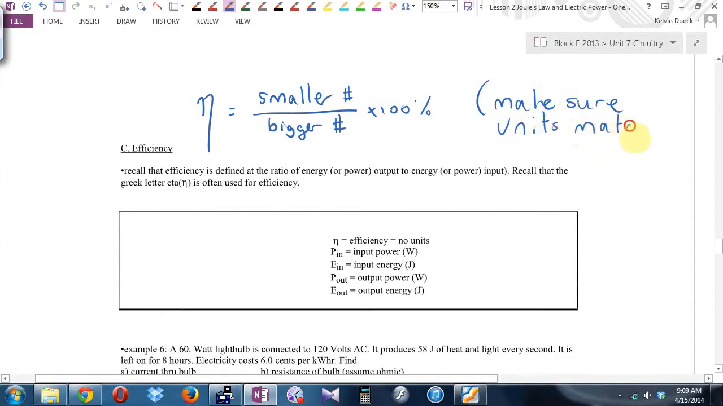units match. And what I mean by that, Doug, is don't divide joules by watts. That's the big one. Make sure they're either both in watts or both in joules. So in the box here, it's E out over E in, or power out divided by power in, work out divided by work in, and then times 100% to make it a lovely percentage.